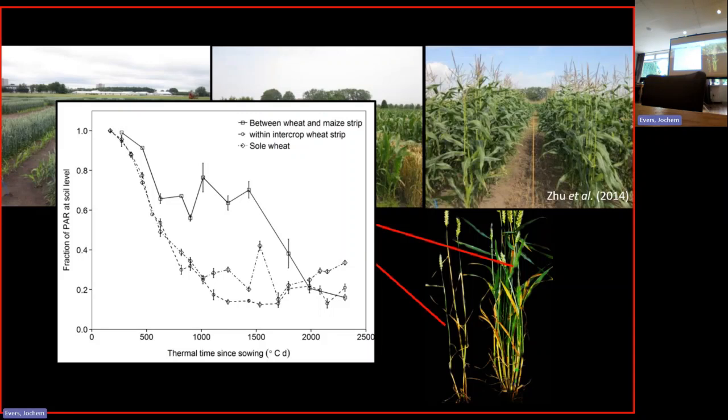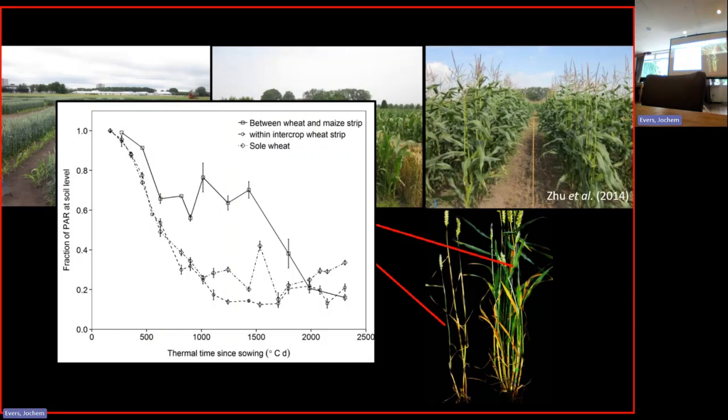And then if you do measurements of light in these systems, this is what you find. This is the thermal time since sowing, so this is just the age of the canopy, basically. This is the fraction of PAR, photosynthetically active radiation, that you measure at a certain location in the canopy. You find that if you do that in the sole wheat, it follows a very well-known pattern. As the crop develops, the light at the bottom, so at soil level, goes down pretty rapidly, and most of the light is taken away. It's used by the plants for photosynthesis, right?